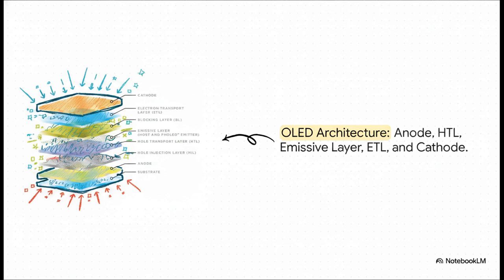Looking at this cross-section we're drawing here, notice that organic emissive layer perfectly sandwiched right between the electron transport layer and the hole transport layer. And the whole thing is capped by an anode and a cathode. This incredibly thin, highly engineered stack is literally where the magic happens.